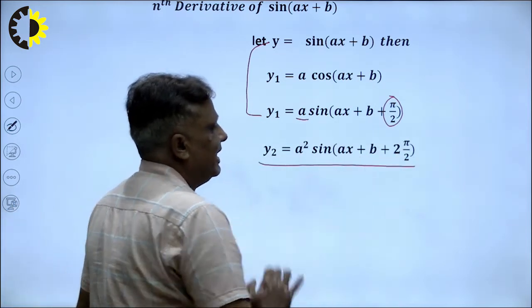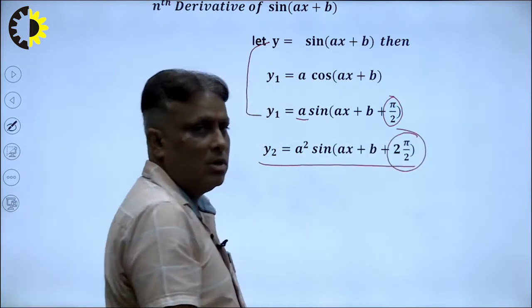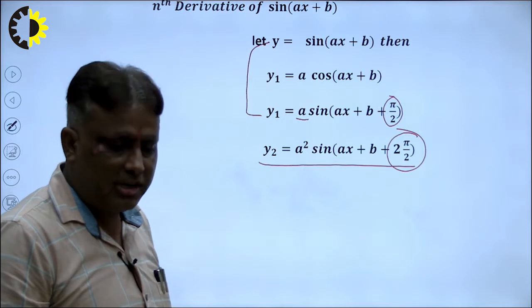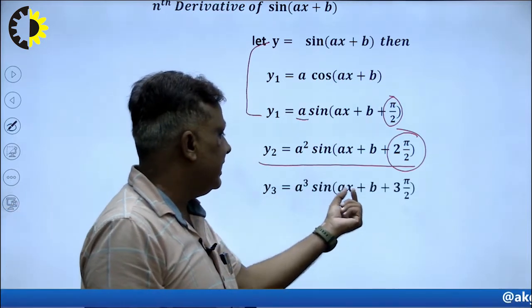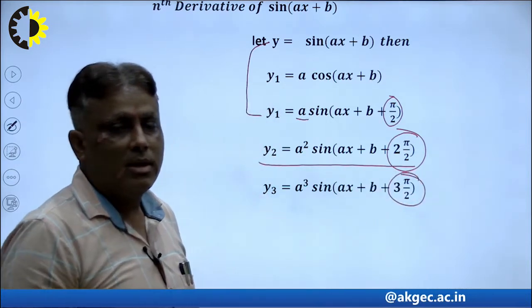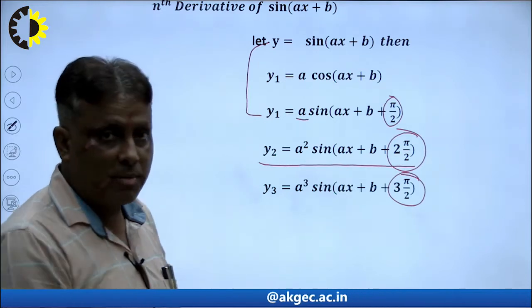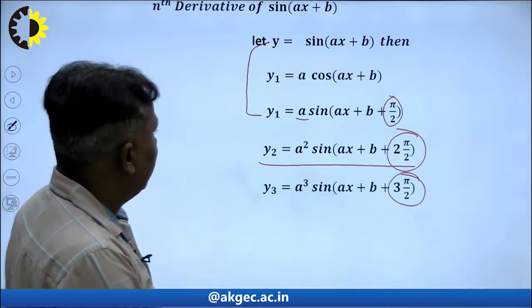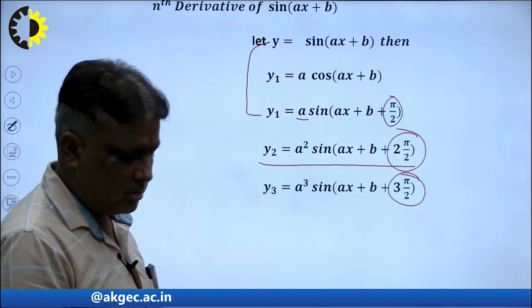A square sin(ax + b + 2π/2). Suppose any student wants the third derivative of this, so y3 is equal to a³ sin(ax + b + 3π/2). This will be helpful for cramming, for recall, just for remembering, and suppose I want to prepare software on this basis, so this will be an easy task for our programming.